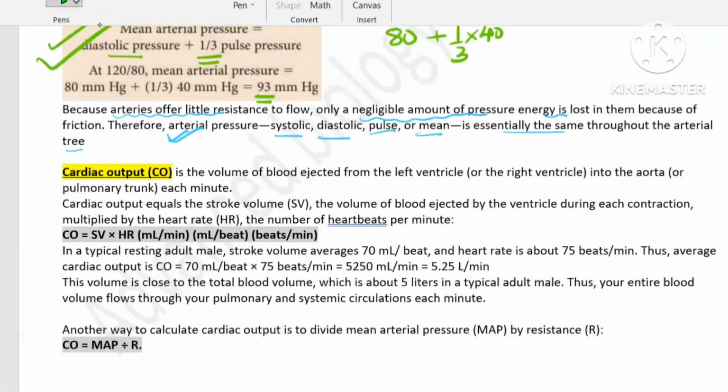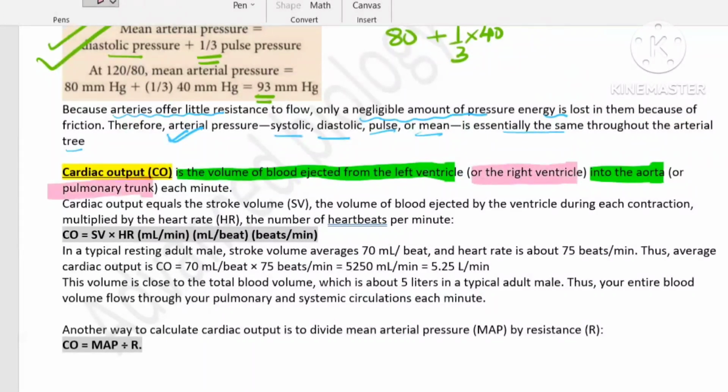Now, what is cardiac output? Cardiac output is the volume of blood which is ejected from the left ventricle into the aorta, or from the right ventricle into the pulmonary trunk, in a minute. In each minute, that is known as cardiac output. So cardiac output, how will you calculate? For calculation, cardiac output is equal to stroke volume multiplied by heartbeat per minute.